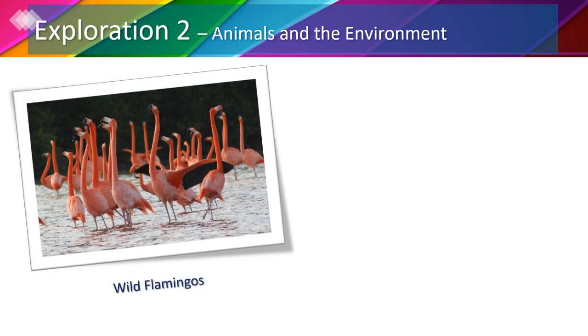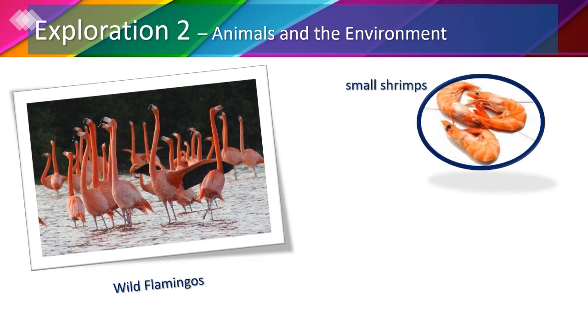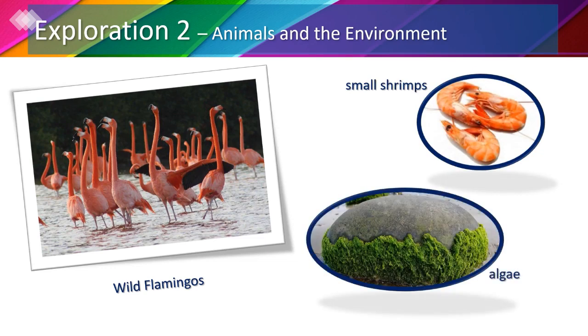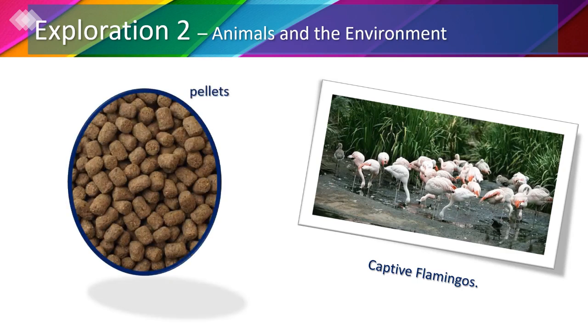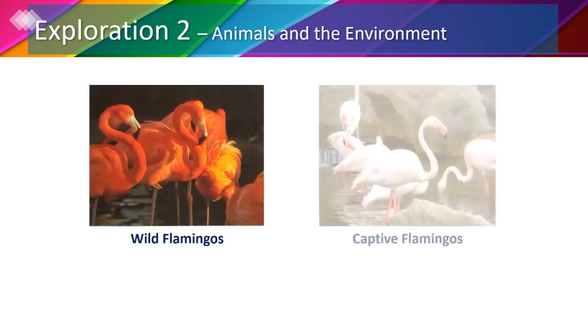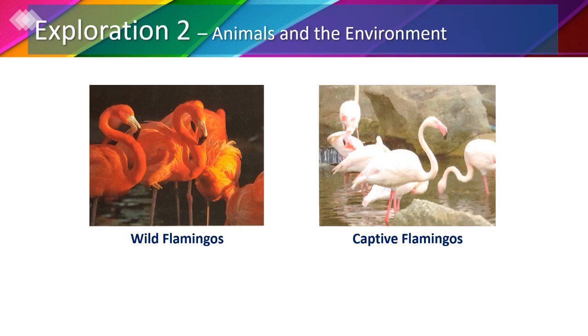In the wild, flamingos eat small shrimp and algae. Captive flamingos eat special pellets. The pellets have nutrients the birds need to stay healthy. Now let's go back to the pictures we saw earlier. In the first picture, we can see the flamingos having pink feathers. In the second picture, the flamingos have white feathers.